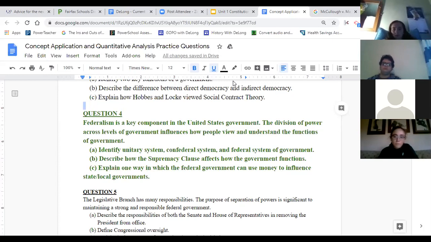Describe how the Supremacy Clause affects how the government functions. Most of the time, our government states everything just goes along its business, right? Everybody does its own thing until there is a conflict where? When what conflicts with what? When two states conflict. With Supremacy Clause, it's really not necessarily about two states conflicting, but it's when a state law conflicts with the federal law.